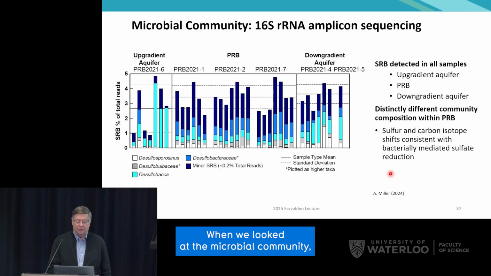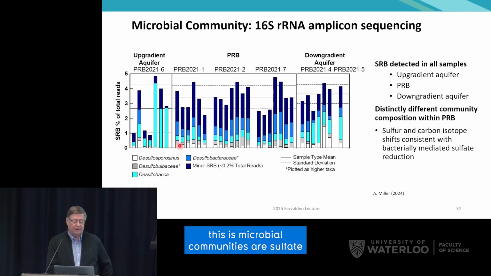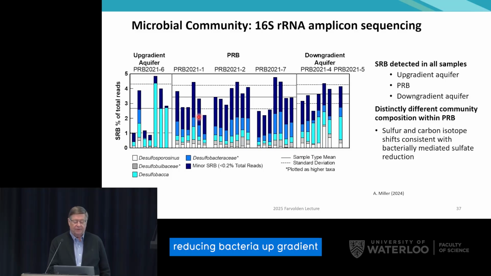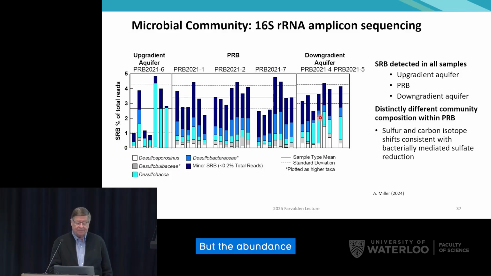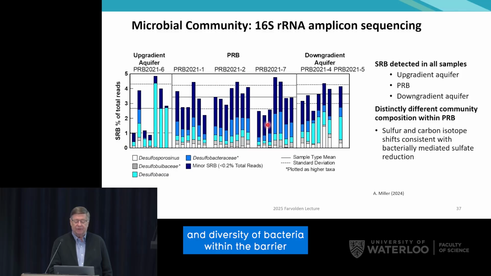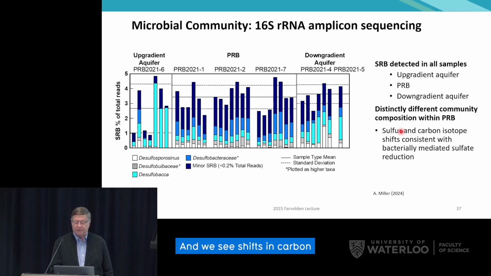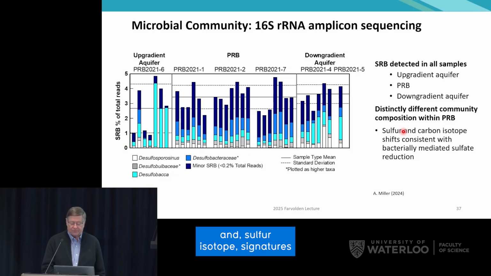When we looked at the microbial community, these are sulfate-reducing bacteria upgradient, within the barrier, and then downgradient of the barrier. So in all cases, sulfate-reducing bacteria are abundant, but the abundance and diversity of bacteria within the barrier is greater than upgradient or downgradient. And we see shifts in carbon and sulfur isotope signatures that are really consistent with bacterial sulfate reduction.